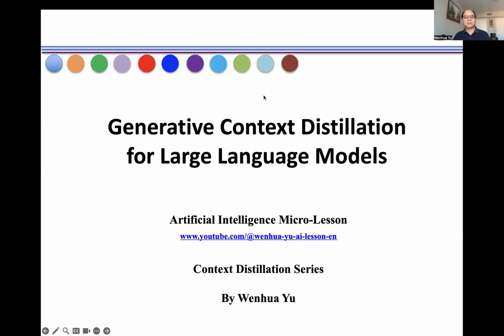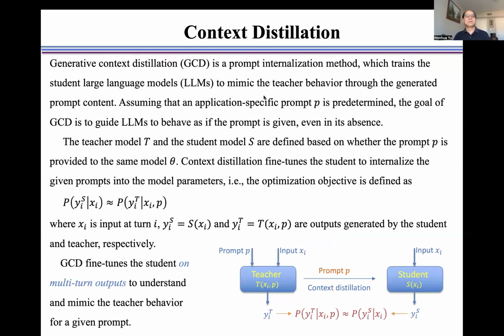In this video, I introduce generative context distillation for large language models. Generative context distillation is a prompt internalization method which trains the student large language models to mimic the teacher behavior through the generated prompt content. Assuming that the application-specific prompt P is predetermined, the goal of GCD is to guide large language models to behave as if the prompt is given, even in its absence.